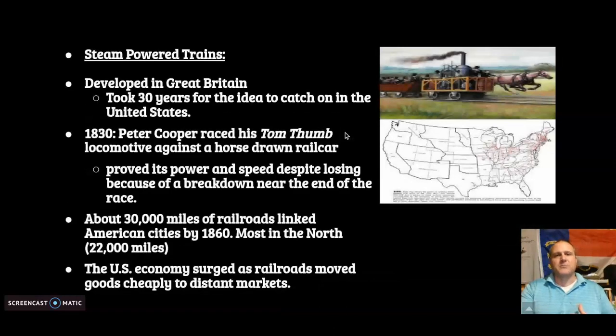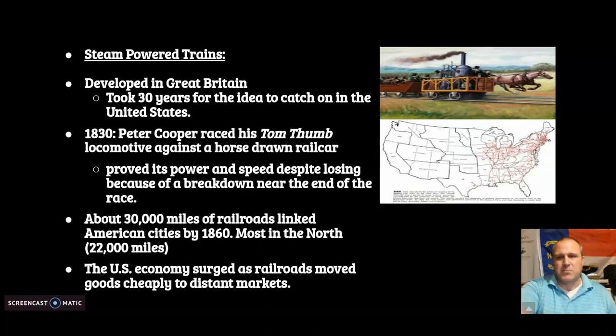The government does. So we get into steam-powered trains. You have the Tom Thumb up on top right there, and a map of the United States with, you can barely see it, some red lines on there. Let's go into the steam-powered train. Originally developed in Great Britain, it took about 30 years for the idea to catch on in the United States, and it caught on in about 1830 when Peter Cooper raced his Tom Thumb, which is that image up on top, against a horse-drawn rail car. People were not sold on the idea of a steam-powered train.